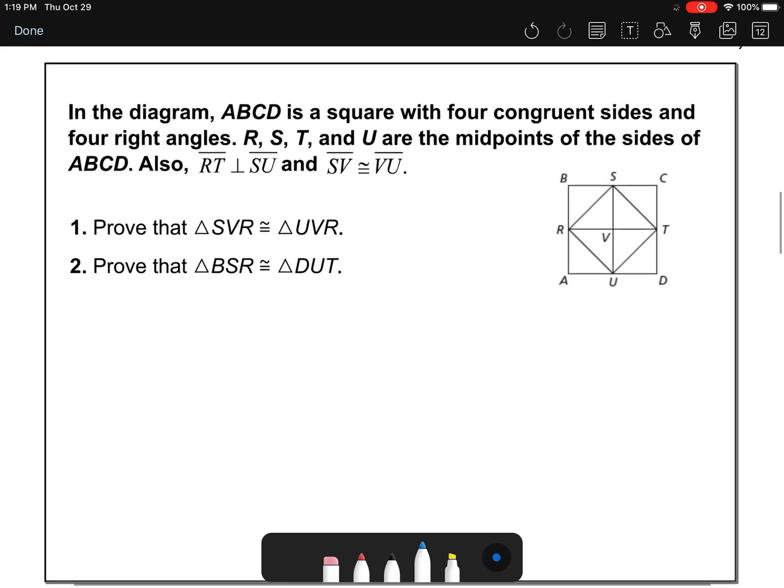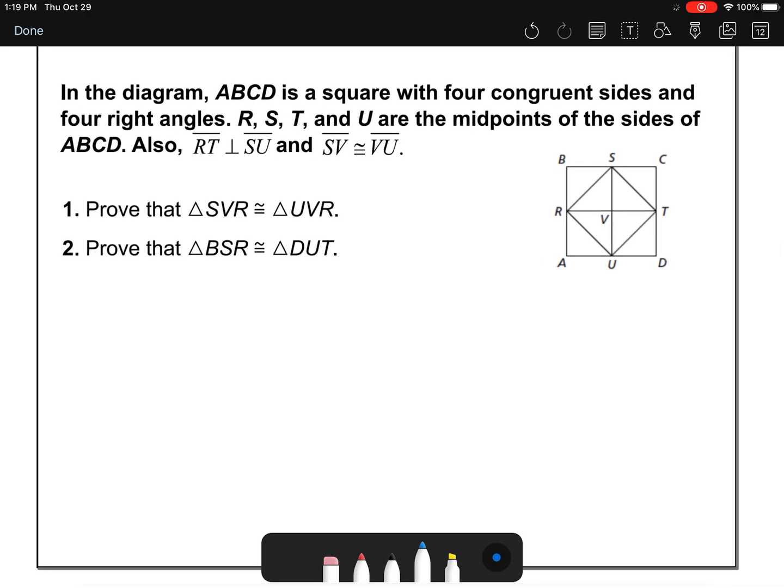So let's look at this problem. ABCD is a square with 4 congruent sides and 4 right angles. R, S, T, and U are the midpoints of the sides, and also RT is perpendicular to SU, and SV is congruent to VU. Now that is a lot of things going on there.